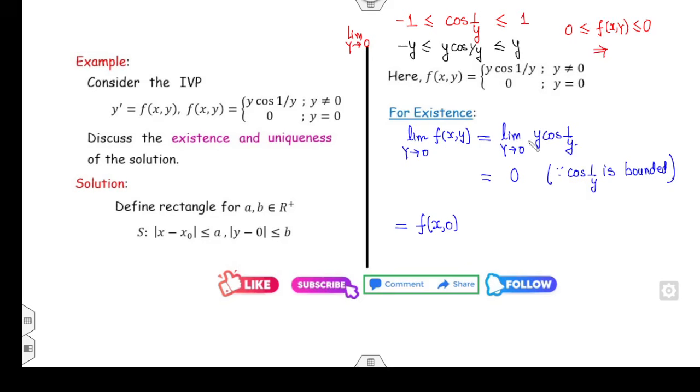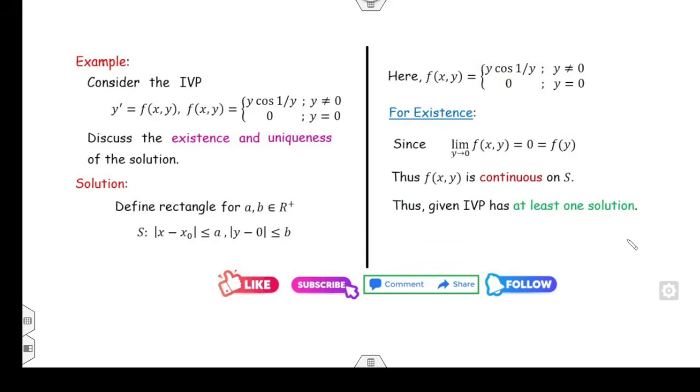What is the meaning of that? The function is 0, which is the same as the function at (x, 0), because whenever y is 0, the limit is 0. So therefore your function f is continuous at the initial point (x naught, 0). Fine. So that means if the function is continuous, by the existence theorem it has at least one solution.